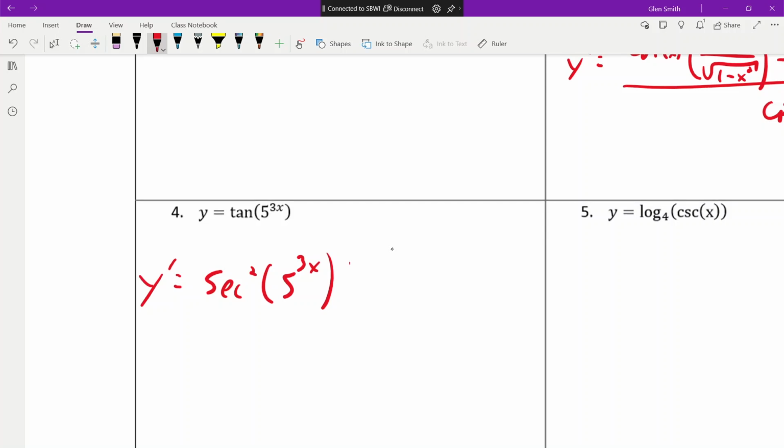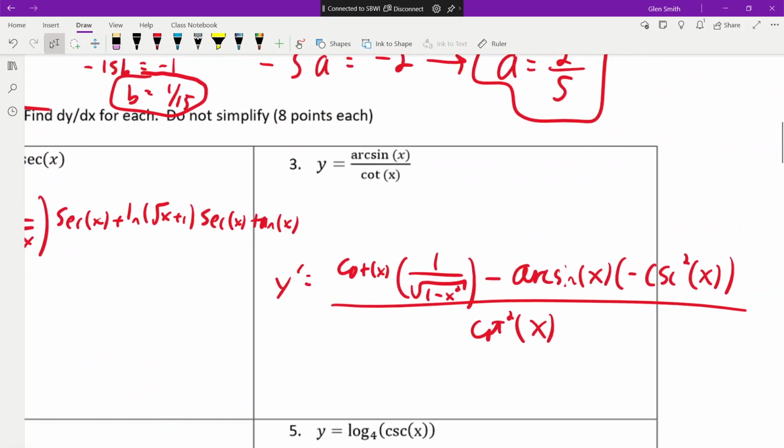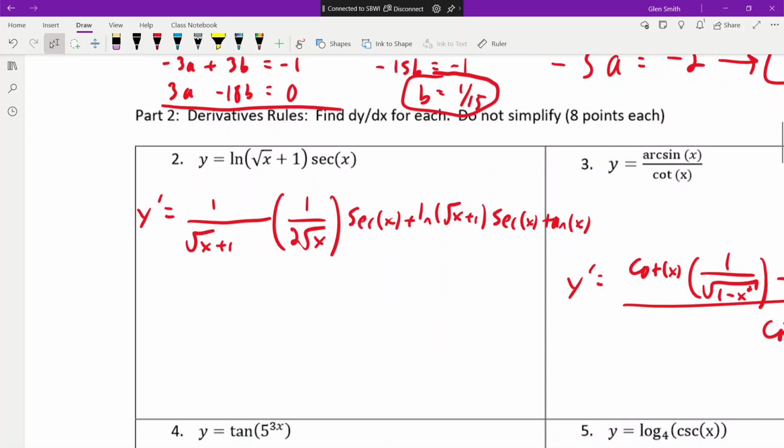The derivative of tangent is secant squared 5 to the 3x, so that stays the same. You derive the 5 to the 3x. The derivative of an exponential is ln of the base times the same thing times the derivative of the exponent. A lot of people miss that 3 there. Super easy to do, not a huge deal, right? It's like a minus 1 or 2 on the test grade if you're thinking about that. But it is there. You've got to multiply the derivative.